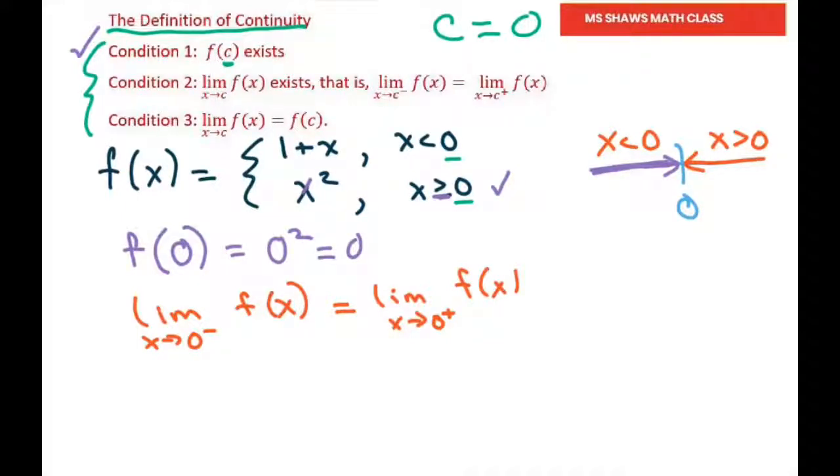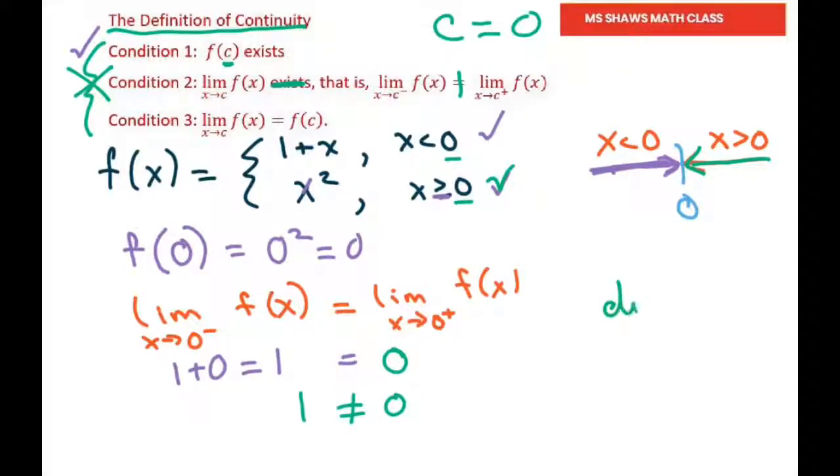From the left, numbers approaching from the left, when you plug in 0, you get 1 plus 0, which equals 1. And from the right, that means all numbers greater than 0, so we plug it into the lower portion, which gives 0. So we have 1 equals 0, and that's not true. The left-hand side limit does not equal the right-hand side limit. Therefore, the limit does not exist. So condition 2 fails. That means our function is going to be discontinuous.